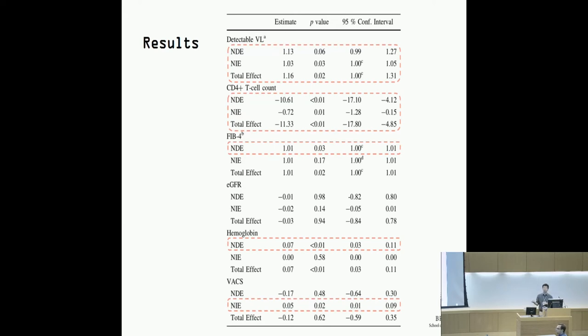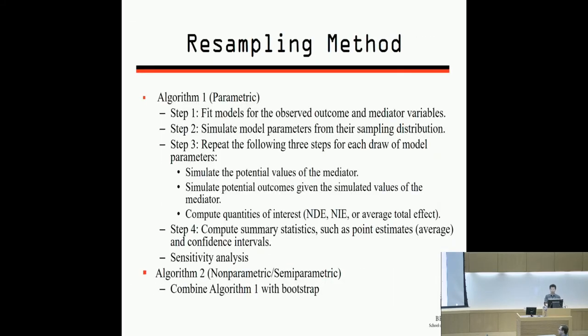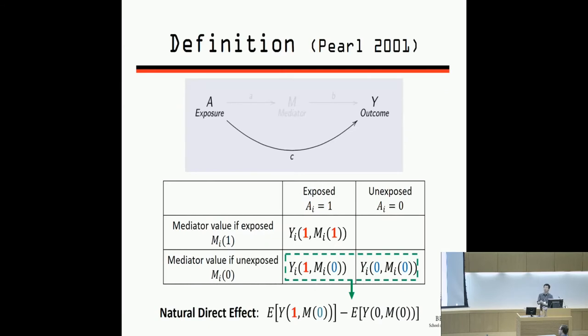So I guess your question is, here we present the natural direct effect, which is 0.13, a 30% increase. Does it mean that we assume alcohol use has no effect on ART adherence? Well, that's not right. We must assume that alcohol has some effect on adherence, so that there is an indirect effect of the alcohol. That's right.